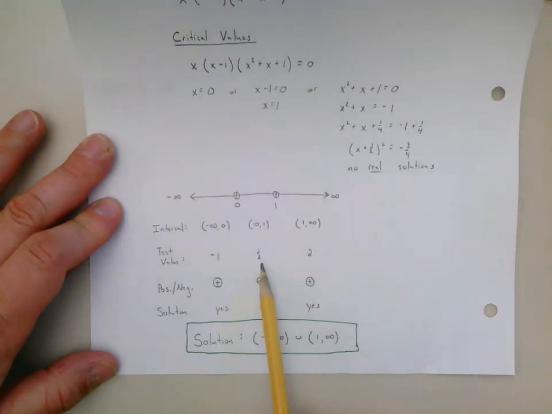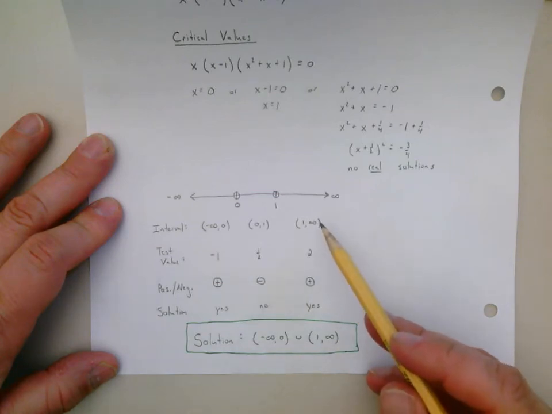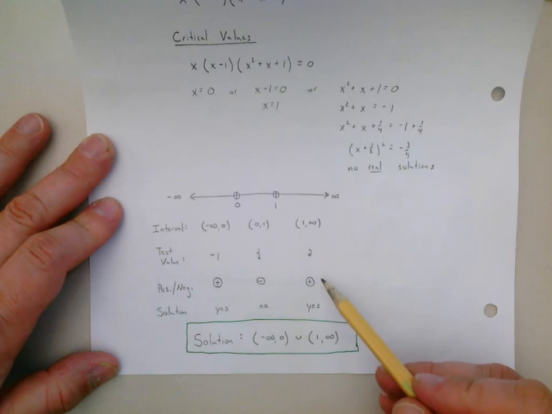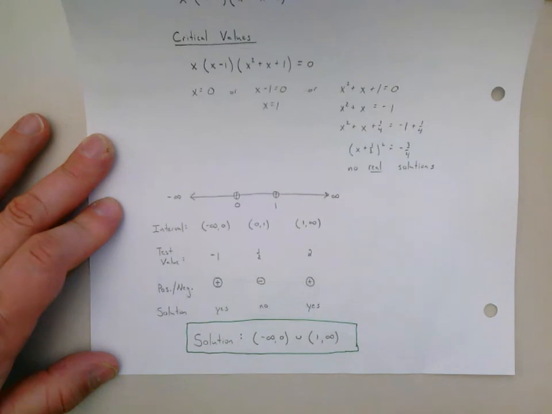I've tested 1/2 as a test value between 0 and 1. That corresponded to the polynomial function having a negative output. And then I tested 2 for a test value between 1 and infinity, and this corresponded to my polynomial having a positive output. Because my original inequality that I was solving said that the polynomial would be greater than 0, each of these two positive intervals contributes to my solution set, and my solution is negative infinity to 0, union 1 to infinity.